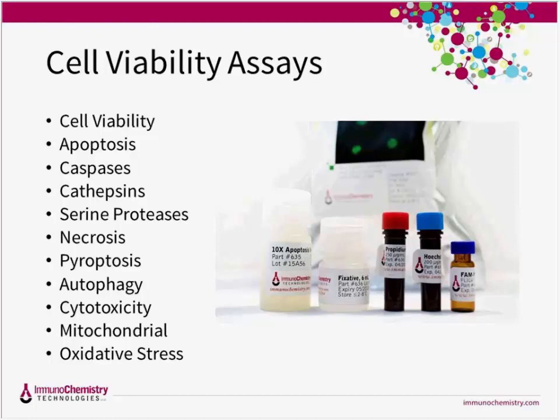The products that we'll be focusing on for today's presentation are our cell viability assays. So these assays include a broad range of fluorescence-based whole cell assays for intracellular apoptosis detection and cellular analysis. ICT's line of assay kits can detect apoptosis, necrosis, autophagy, pyroptosis, cytotoxicity, activated serine proteases, oxidative stress, mitochondrial membrane potential, and much more.